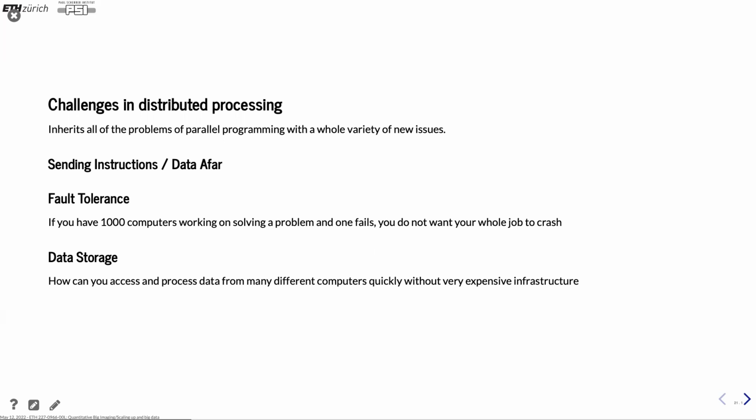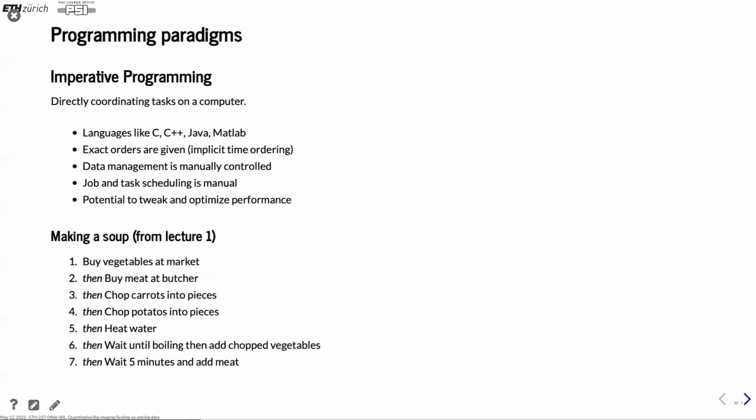Ideally, you can send the data to somewhere and then it's processed on that place, but you can't always rely on that.